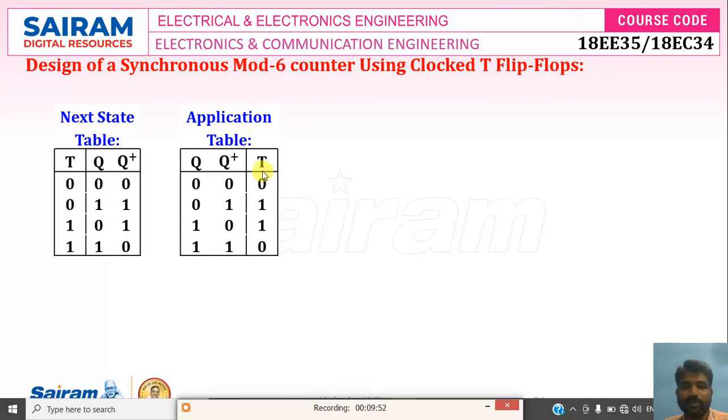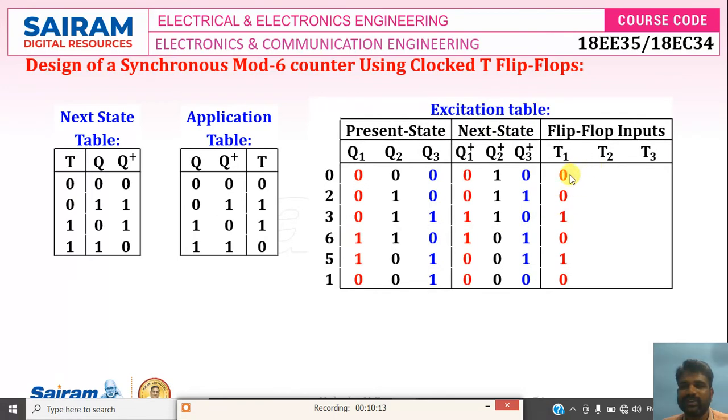So by observing the application table, with the same transition, either 0 to 0 or 1 to 1, T value is 0. If it is different transition, that means either 0 to 1 or 1 to 0, T value is 1. So using this application table, we complete third section.